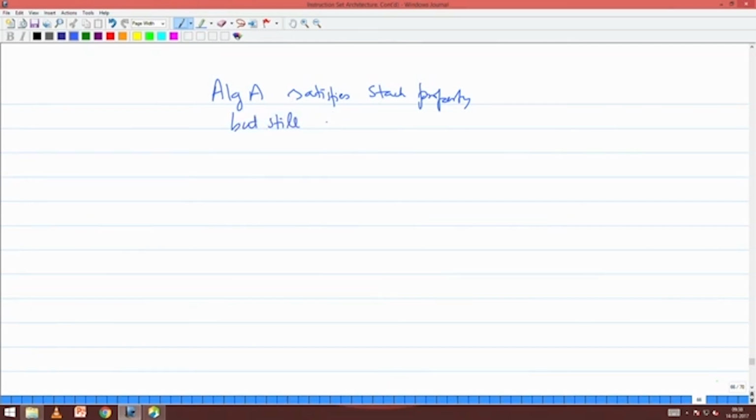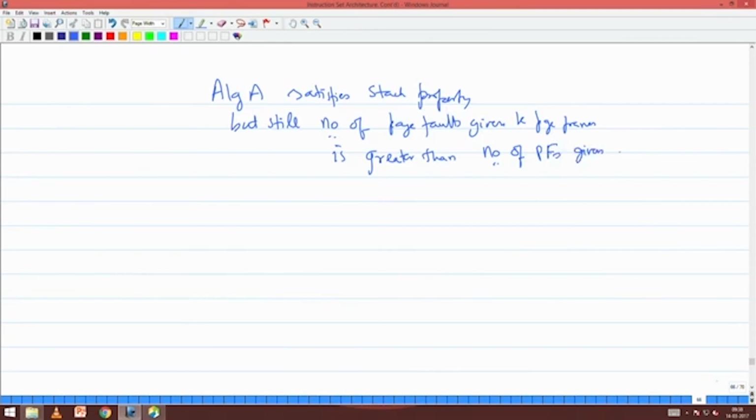the number of page faults given k page frames is still greater than the number of page faults given k minus 1 page frames, correct? So this is the contradiction. Algorithm A satisfies the stack property, but still the number of page faults given k page frames is greater than the number of page faults given k minus 1 page frames.